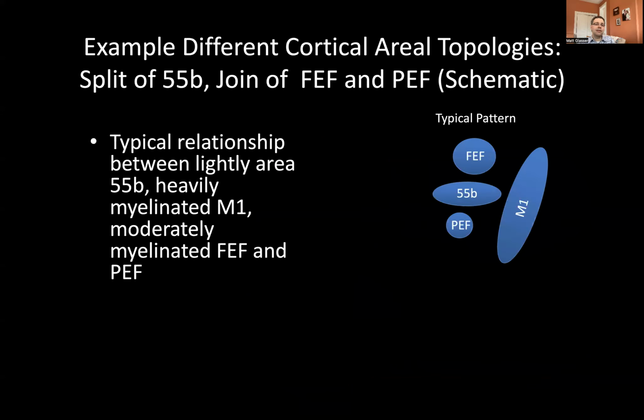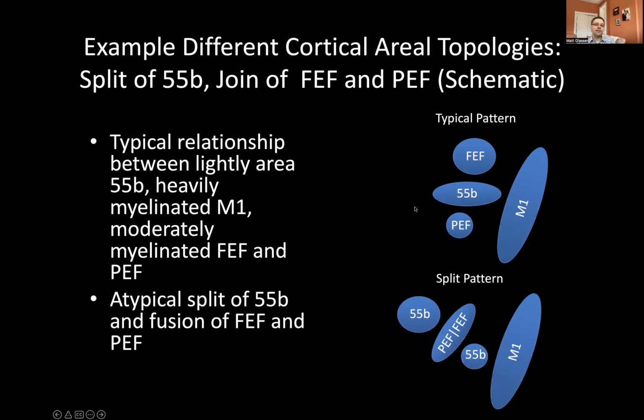So that's one pattern, but it turns out there's another pattern that we found where 55B actually gets split in half and the frontal eye fields join. So now we'll consider the eye fields, 55B, and the motor cortex here. And this is the typical relationship, with the eye field split in half and a single 55B. And sometimes the eye fields fuse together and 55B gets split in half like this.